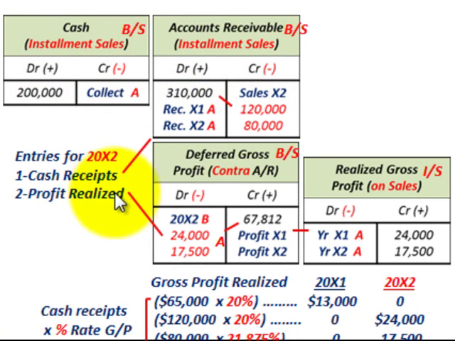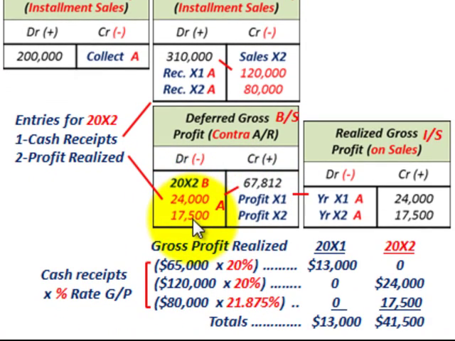And then the profit realized was through this deferred gross profit account, which is a contra account to our accounts receivable. And then you see what we've done here. We had a credit amount, and then we debited or reduced our deferred gross profit by the amount of profit that we recognized each year, and that reduction to our deferred gross profit goes to a realized gross profit on our income statement.